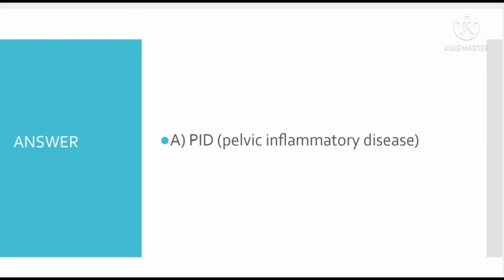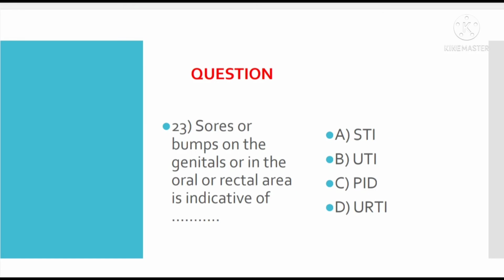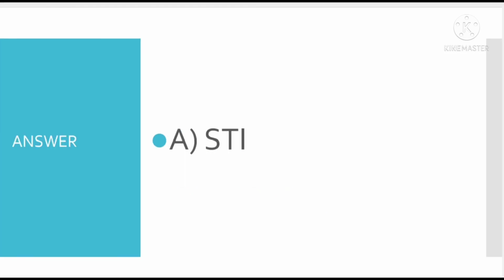Next question, question number 23. Sores or bumps on the genital, oral or rectal area are indicative of: option A STI, option B UTI, option C PID, and option D URTI. STI means sexually transmitted infection, UTI urinary tract infection, PID pelvic inflammatory disease, and URTI upper respiratory tract infection. Here the correct answer: option A, STI.